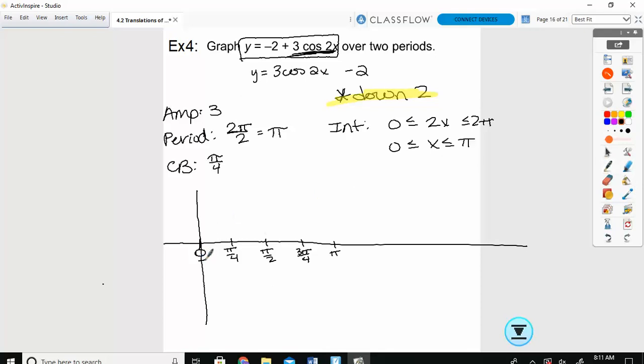So what I like to do, and some people don't like doing this, but it makes it easier for me. Since my whole graph is going down 2, I'm going to go to -2, and I just draw in a little dashed line. That is where our graph is going to be centered at. So if my amplitude is 3, that means I would go 3 above this line, which would take me to +1 for my high point, or 3 below this line, which takes me to -5 for my low.